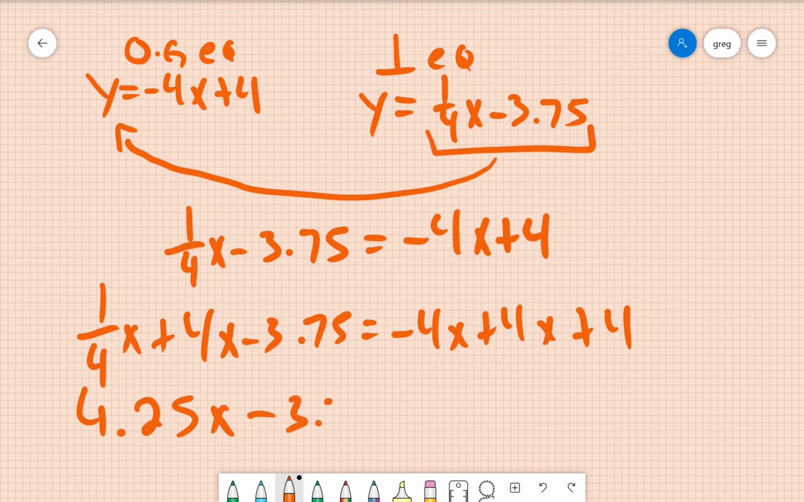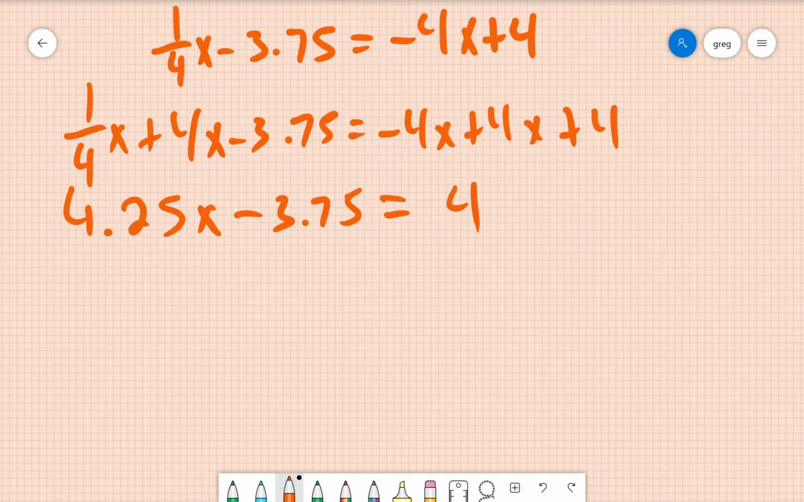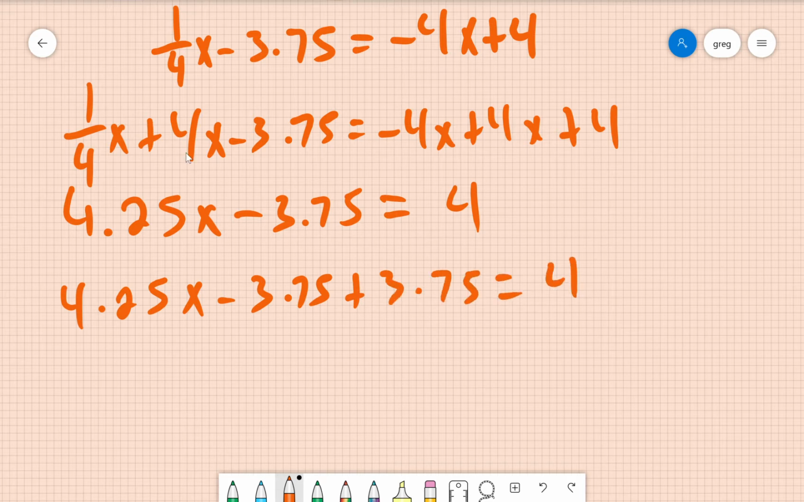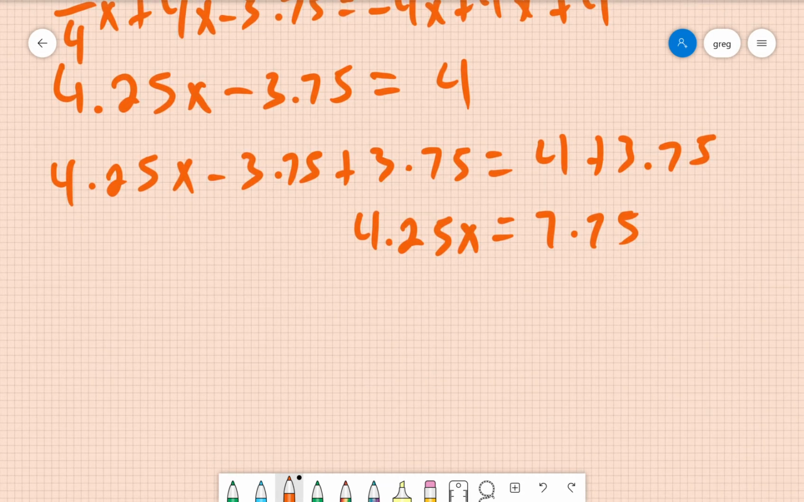x minus 3.75 equals 4. And now I want to have my constants on one side of the equal sign, so I'm going to move negative 3.75 by adding it, so 4.25x minus 3.75 plus 3.75 equals 4 plus 3.75. So now I have $4 plus $3.75 equals $7.75. And this is 4.25. Now, those that have technology, I don't know what this is. What's 7.75 divided by 4.25? Because that I don't know. So divided by. So now we're going to have a decimal. That I do know.